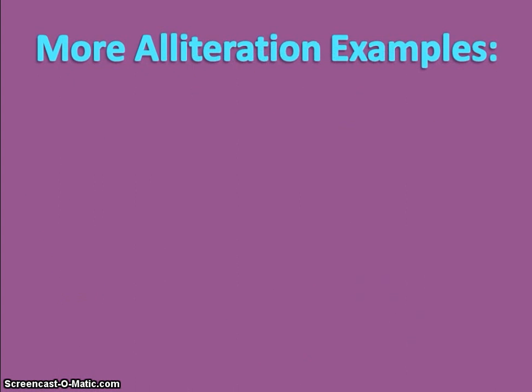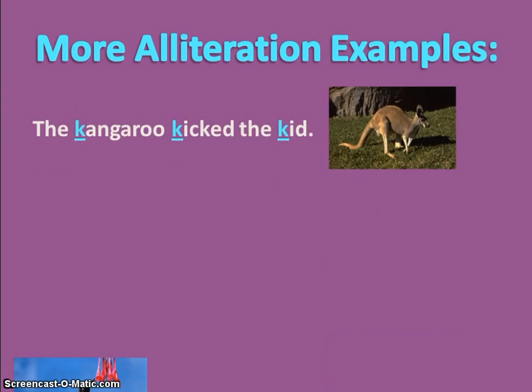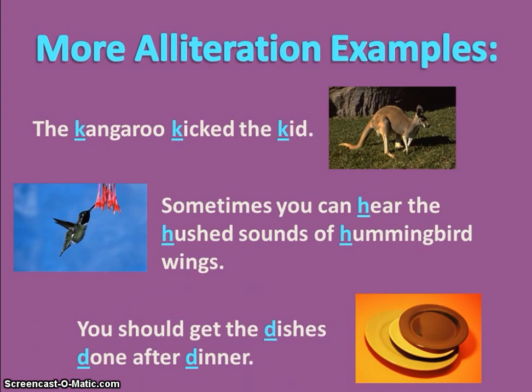Let's take a look at a few more examples just to make sure you've really got it. The kangaroo kicked the kid. The repetition here is with the K sound. Sometimes you can hear the hush sounds of hummingbird wings. Here the repetition is the H sound. You should get the dishes done after dinner. This sentence is repeating the D sound.